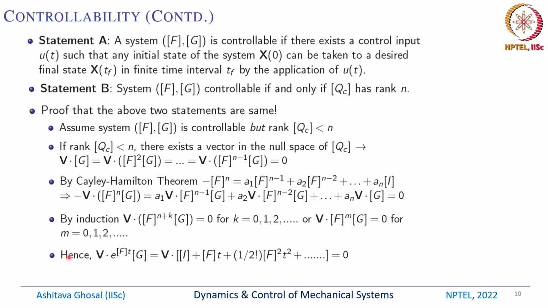So hence V dot e to the power Ft into G, which is V dot I plus Ft plus F squared t squared into 1 by factorial 2 all the way, is equal to 0. Right? Because from this step, think about it. We have proved that V dot F to the power m is equal to 0. So then we can write V dot e to the power Ft into G. And what is e to the power Ft? This is all these quantities into G equal to 0.